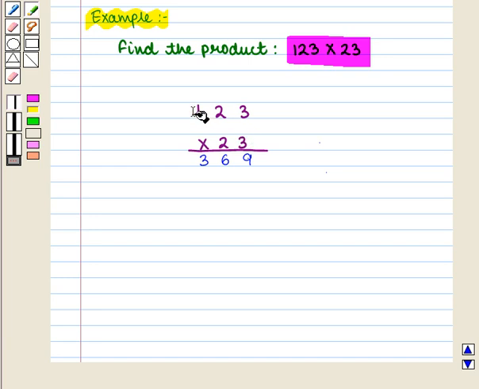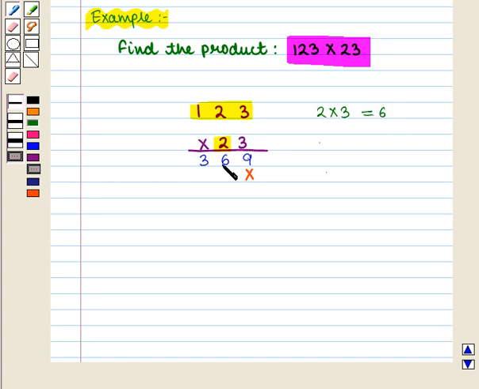Now we multiply 123 by 2, we will write the obtained number below 369. Starting from tens place, to remember it, we place 0 or cross sign below the digit obtained at units place. So we have 2 into 3, that is 6. So we write below the tens place of the above number 6. Now 2 into 2 is equal to 4. We write it below the hundreds place of the above number. And now 2 into 1 is equal to 2. So we write it at the thousands place.